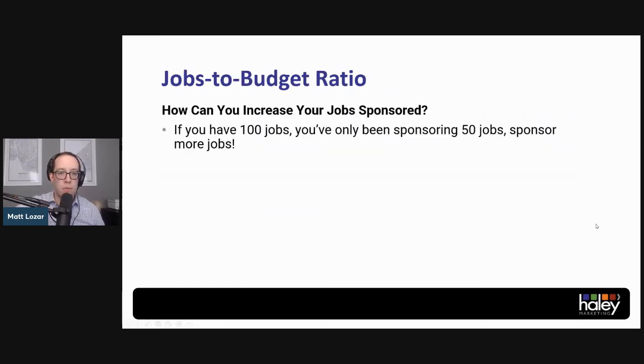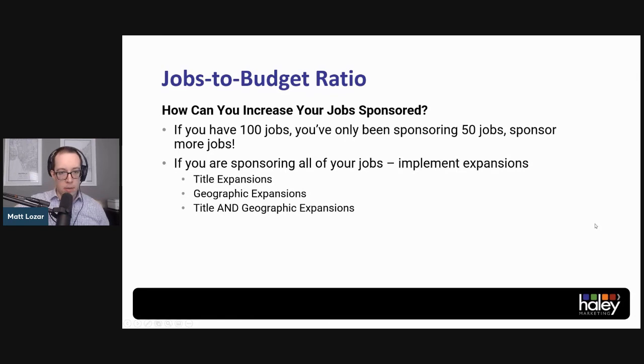Here's why. Well, we'll talk about this in a little bit, but if you have 100 jobs, you've only been sponsoring 50 jobs, sponsor more jobs. That's one way to increase your jobs in the jobs to budget ratio. If you're sponsoring all of your jobs, implement expansions, more title expansions, more geographic expansions, combination of title and geographic expansions, which we'll talk about on the next slide.